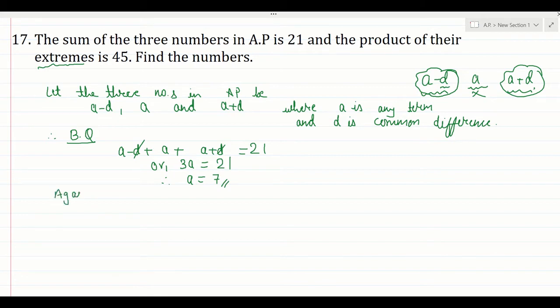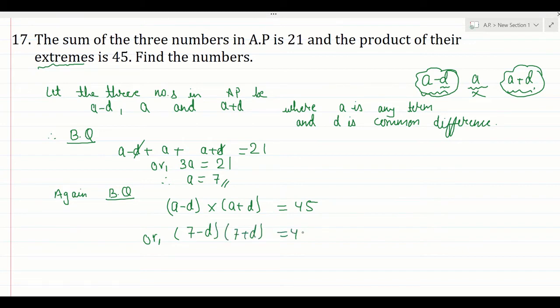Again, by condition, the product of their extremes is 45. Extremes means one extreme is A minus D and the next extreme is A plus D. Product means multiplication. So their product is 45. We just found the value of A. A is 7, so it is 7 minus D times 7 plus D equal to 45.